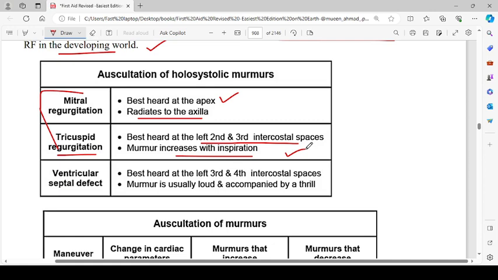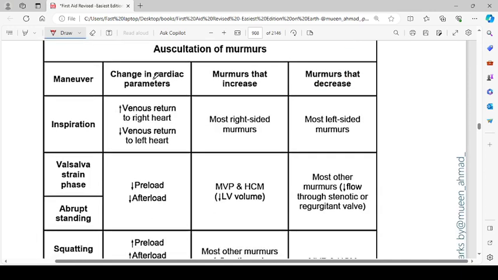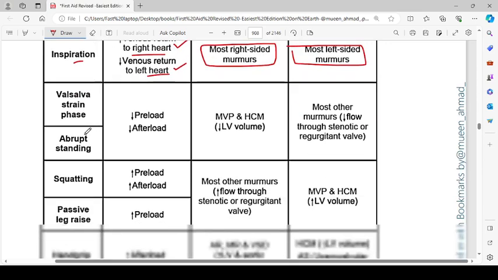Then we have the next thing, that is ventricular septal defect. It is best heard at the left third and fourth intercostal spaces. Murmur is usually loud and accompanied by a thrill. Auscultation of murmurs: on inspiration, changes in cardiac parameters increase venous return to the right heart and decrease venous return to the left heart. Most right-sided murmurs are increased in intensity with inspiration, and most left-sided murmurs decrease in intensity with inspiration.